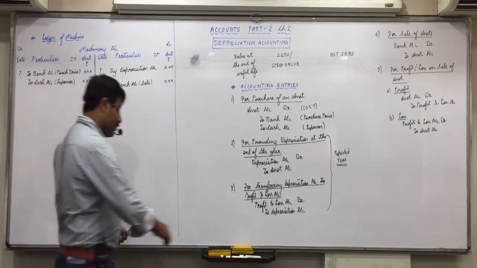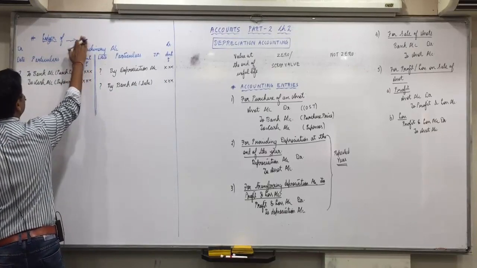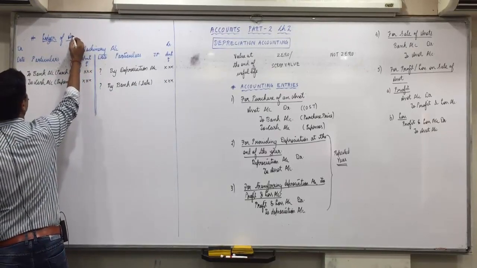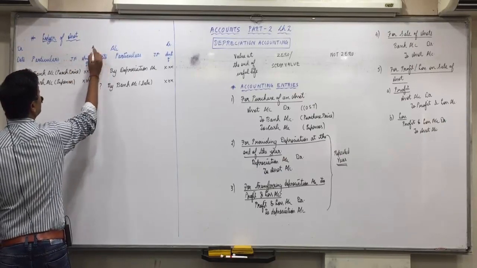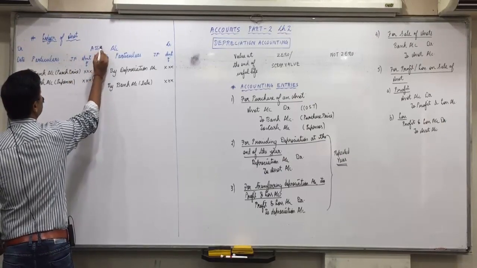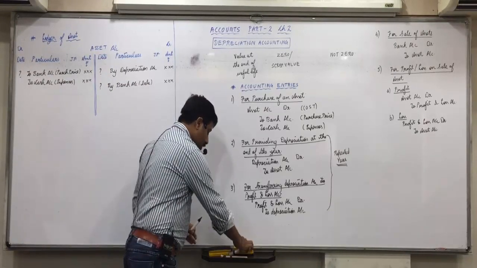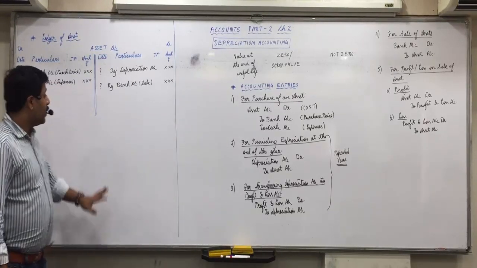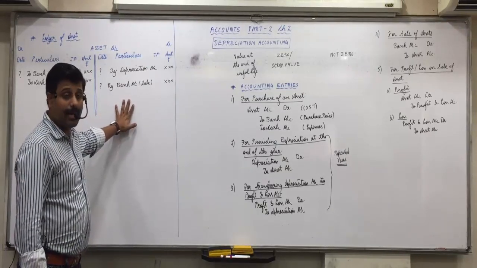In fact, it can be any asset, it could be furniture also. So let us mention it as ledger of asset only. Maximum questions you'll have machinery, but otherwise it can be furniture, vehicles, any other asset. Okay. Then fourth entry is done. Bank to asset, so asset account credit side by bank.